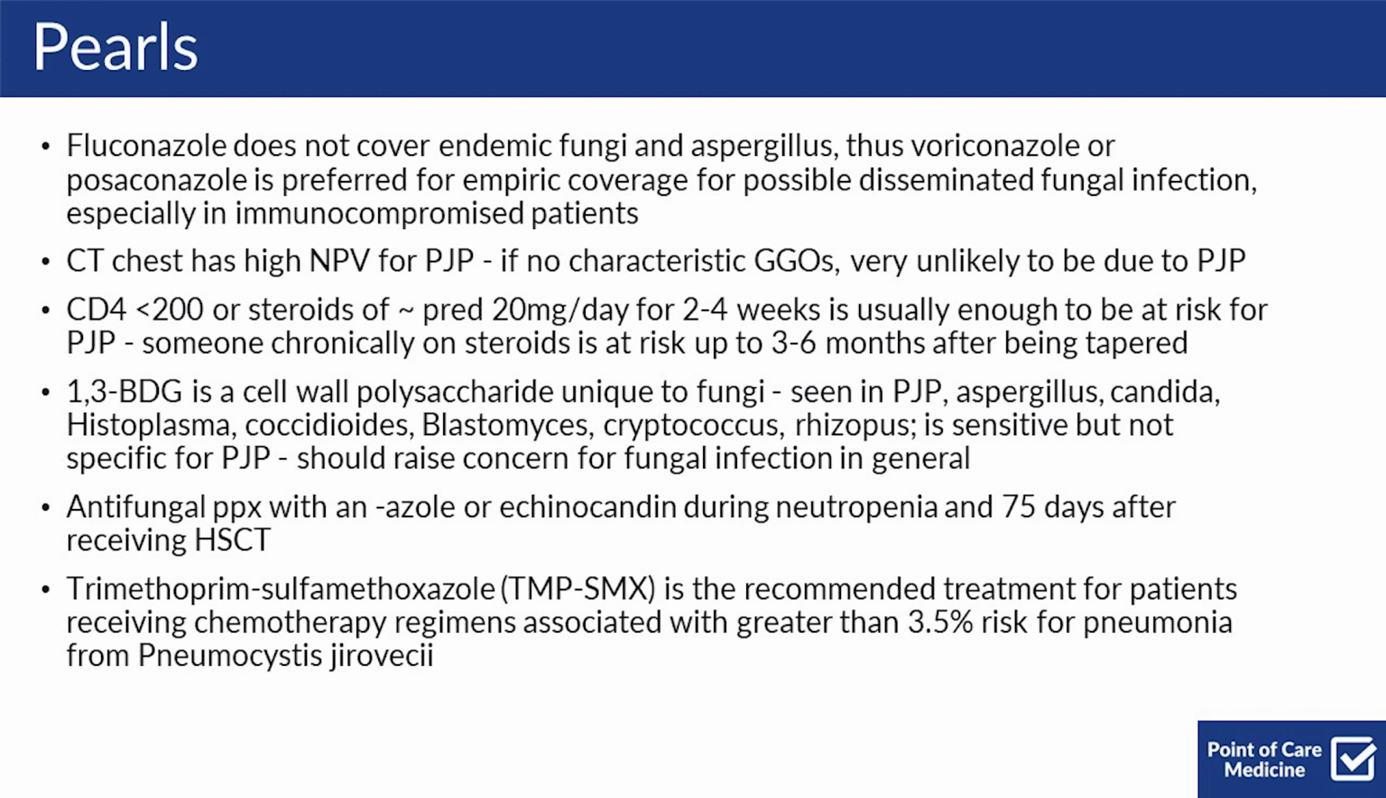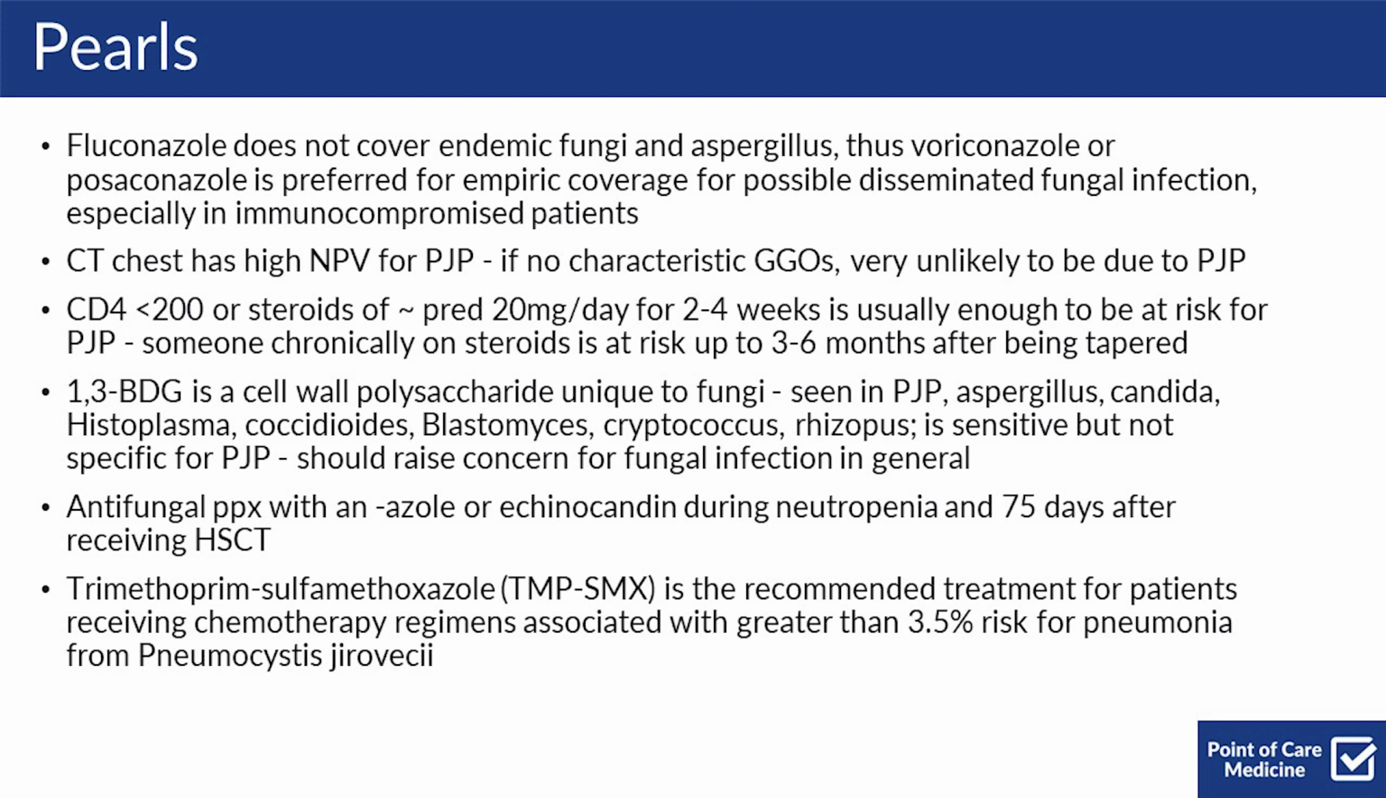The 1,3-beta-D-glucan is a cell wall polysaccharide unique to fungi, and this is something that's seen in PJP, Aspergillus, Candida, Histoplasma, Coccidioides, Blastomyces, Cryptococcus, and Rhizopus. So it's sensitive for fungal infection, but not at all specific for any one fungal infection, including PJP. It should just raise a concern for a fungal infection in general if you have it.